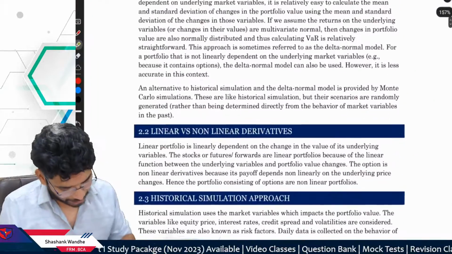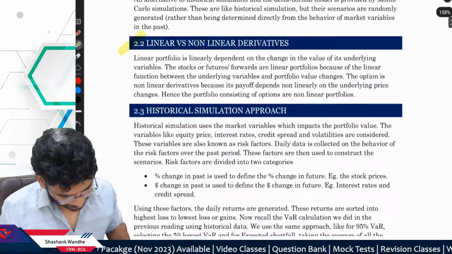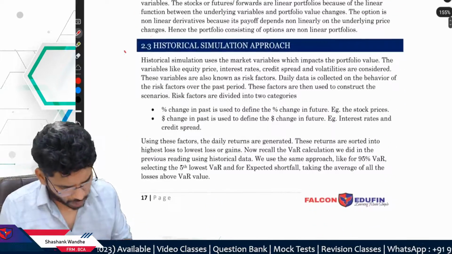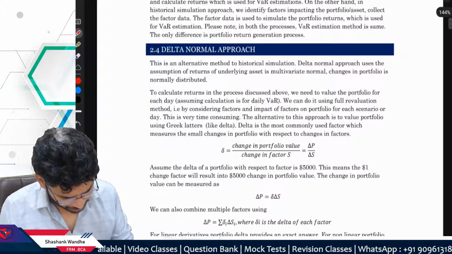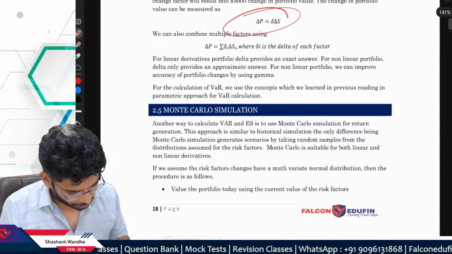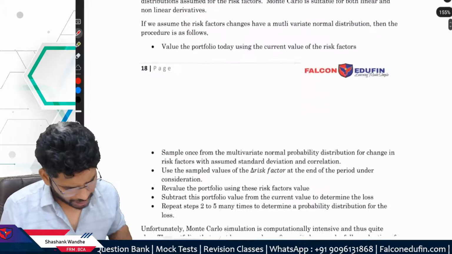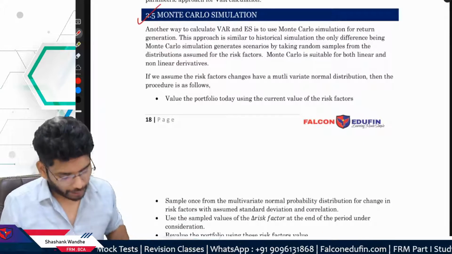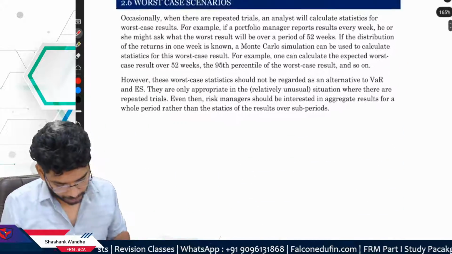And this is the only point which is new here, linear versus non-linear derivative. Historical simulation we already discussed. This is the delta normal approach. Delta is calculated like this, value of portfolio, and then you have these formulas. You don't have to bother about these formulas. You simply apply the approach I told you. Then Monte Carlo simulation and the worst case scenario.